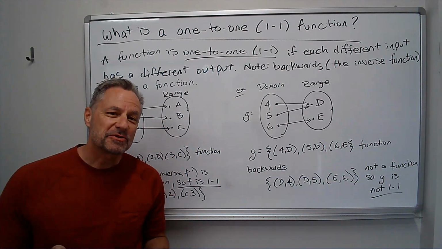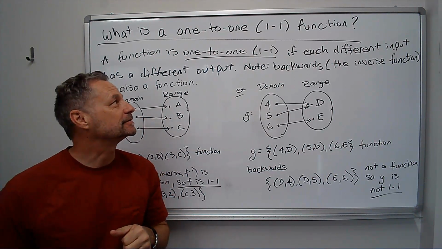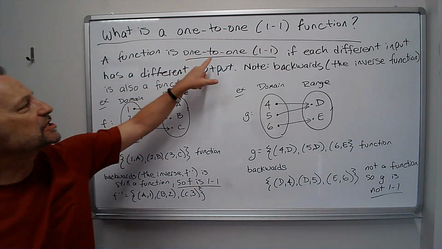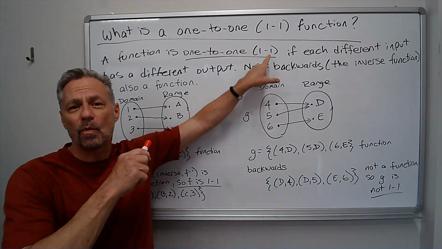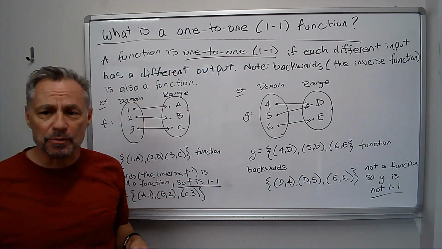Hi there, it's Professor Monty, and let's answer the question, what is a one-to-one function? All right, so a function is one-to-one. Sometimes we just write it 1-1 for one-to-one. If each different input has a different output.